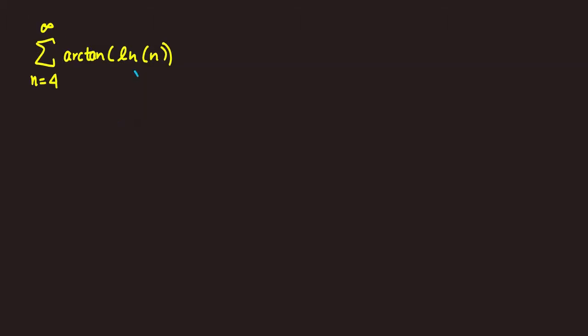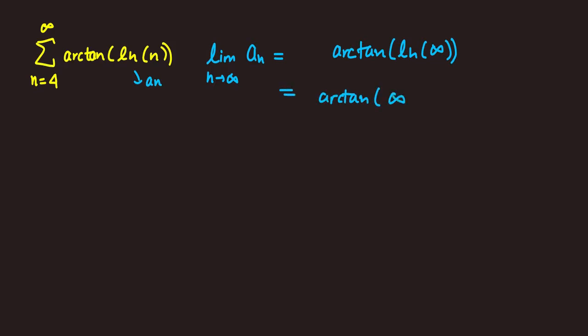Now let's look at another example, the summation from 4 to infinity of arctan(ln n). Again, inside the arctan we have ln n, and since n goes to infinity we're going to have ln of infinity, and we know that ln of infinity is just going to be infinity, and from the previous example we know that arctan at infinity is just going to be pi/2. So this time we're going to get pi/2 as our answer, and pi/2 is not 0, so it's going to diverge.